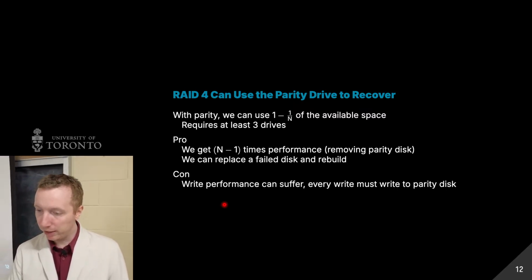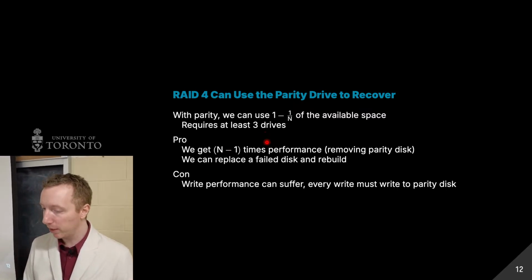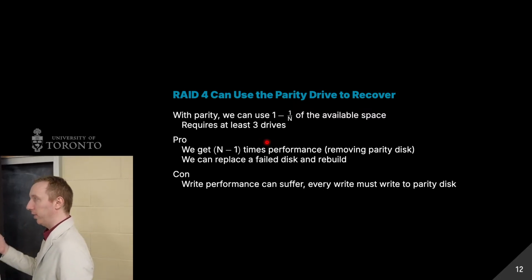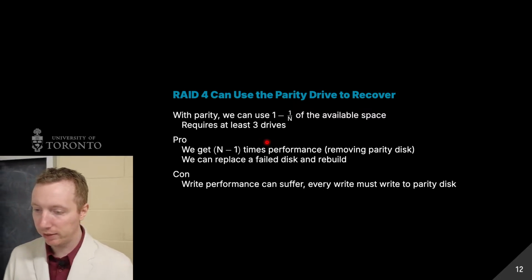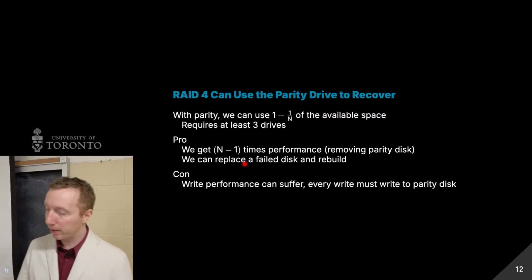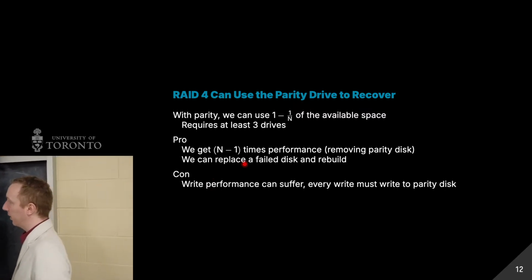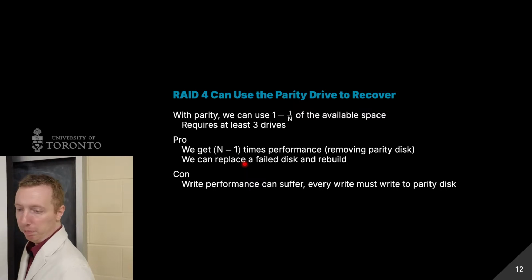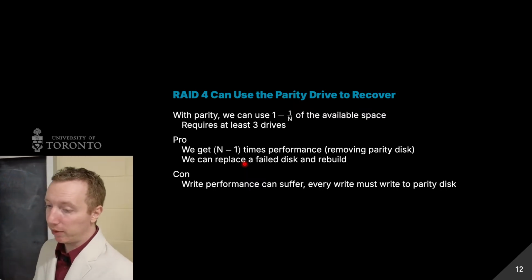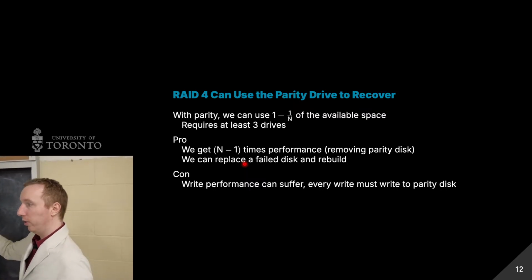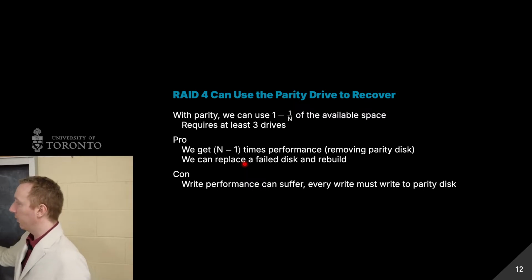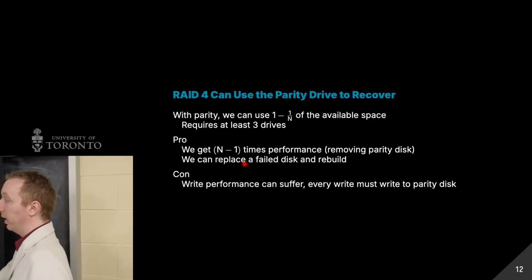So the pro is that you get n minus 1 times performance. Basically, it's just RAID 0 minus the parity disk. And the nice thing about this is if I lose a single disk, I can just replace the failed disk and rebuild it. The con is that performance can suffer because every write, no matter to which drive, causes a write to the parity disk. Yeah?